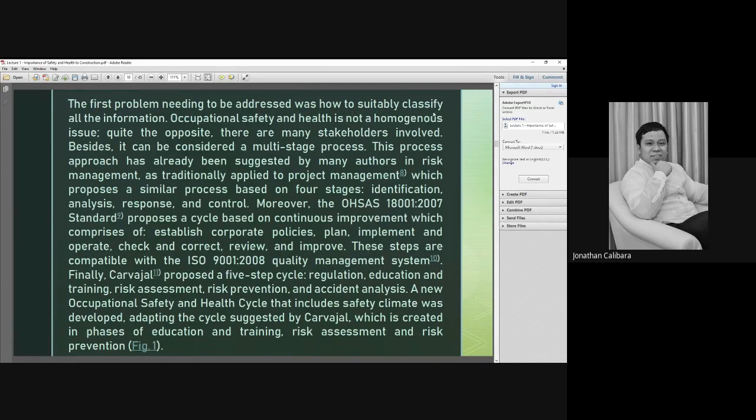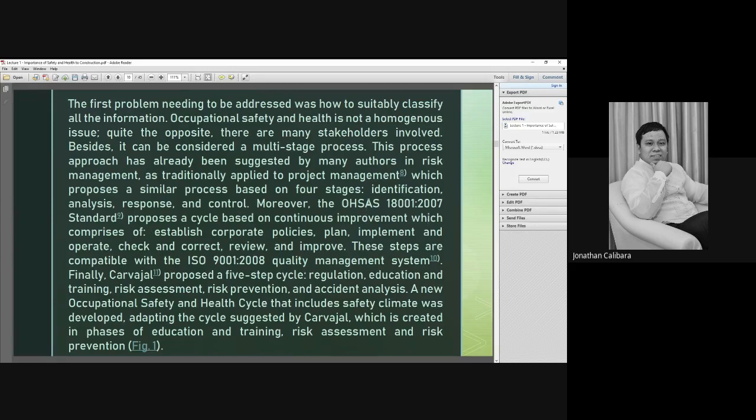The first problem needing to be addressed was how to suitably classify all the information. Occupational safety and health is not a homogeneous issue. Quite the opposite, there are many stakeholders involved. Besides, it can be considered a multi-stage process. This process approach has already been suggested by many authors in risk management as traditionally applied to project management, which proposes a similar process based on four stages: identification, analysis, response, and control.